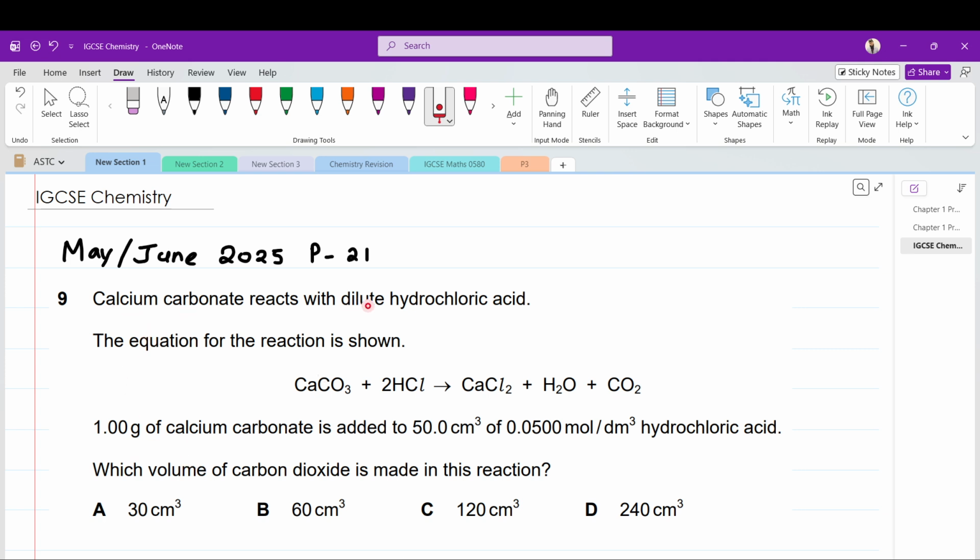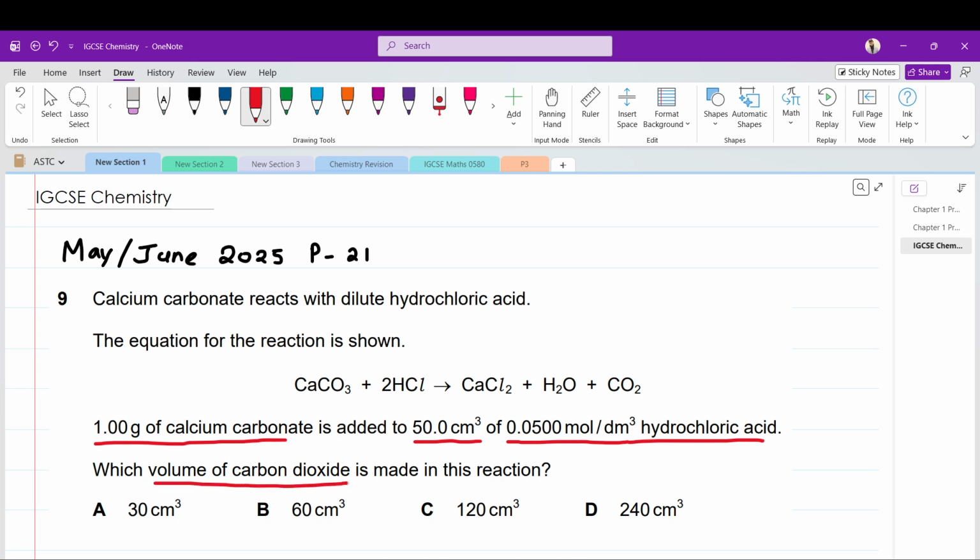Calcium carbonate reacts with dilute hydrochloric acid. The equation for the reaction is shown. We know that calcium carbonate reacts with hydrochloric acid and the products are the salt calcium chloride, plus water, plus carbon dioxide. 1 gram of calcium carbonate is added to 50 cubic centimeters of 0.05 mole per cubic decimeter hydrochloric acid. Which volume of carbon dioxide is made in this reaction?